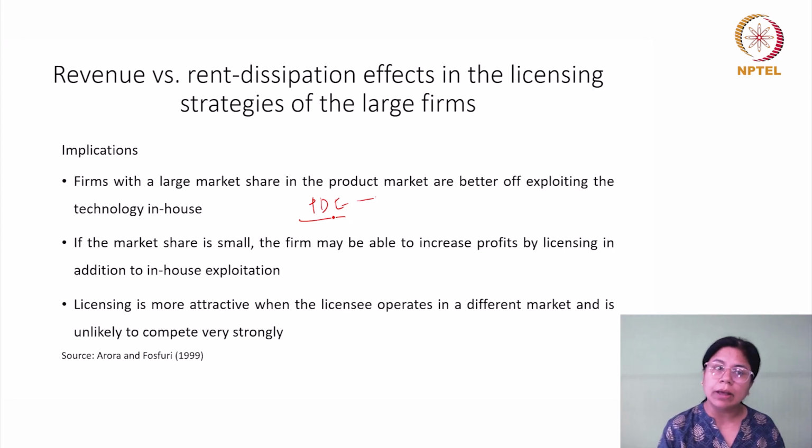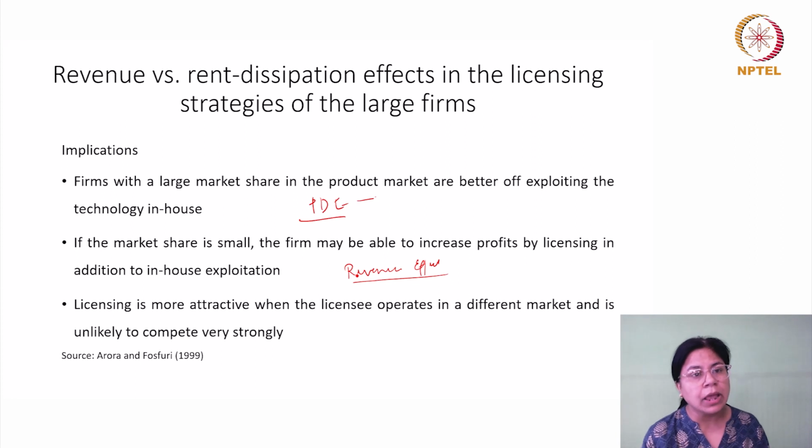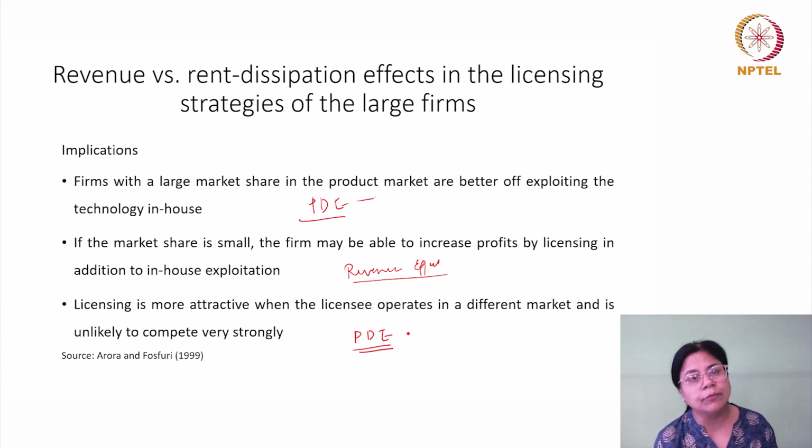So if the company itself is smart, then what will happen? The revenue effect can be supported because, if the company is small, it may not be able to cater to a very big market, so why not license it and get a share of it to your own kitty. Apart from that, licensing is more attractive when the licensee operates in a different market and is unlikely to compete very strongly. Suppose the particular technology you have come up with has implications in some other area which may not be directly linked to your market; then clearly in this case your PDE is going to be very low. If that reduces, once again a firm will have the motivation to go for licensing as such.